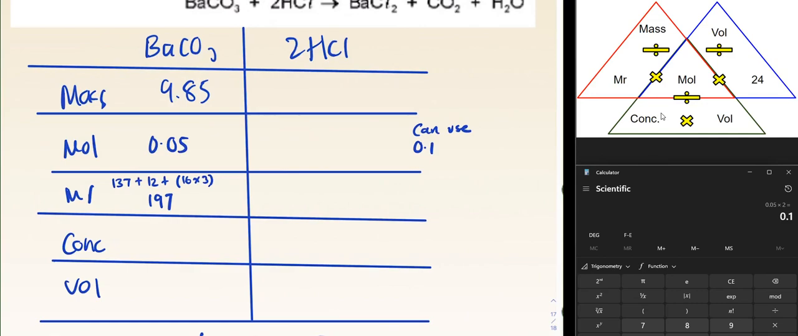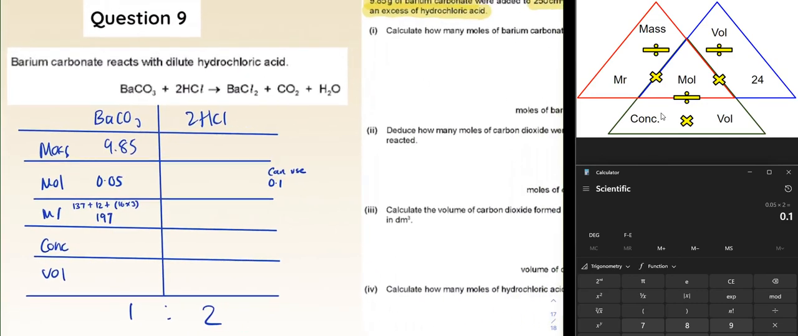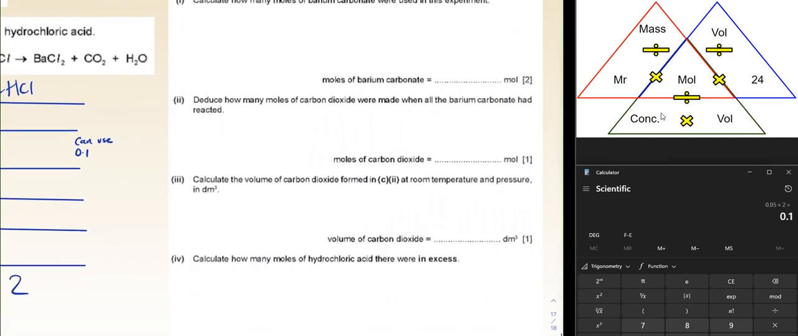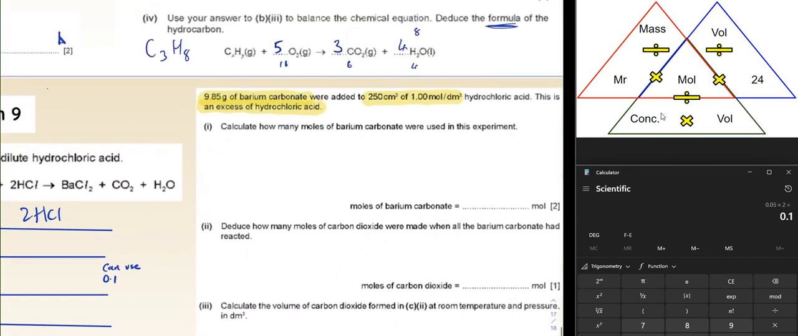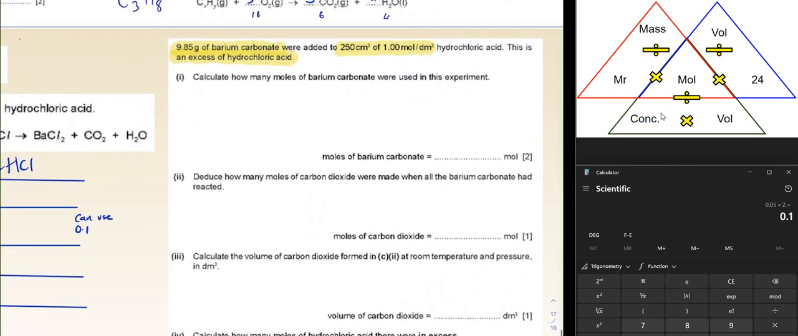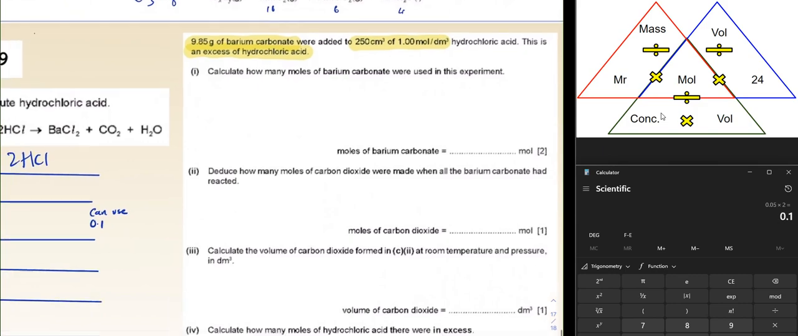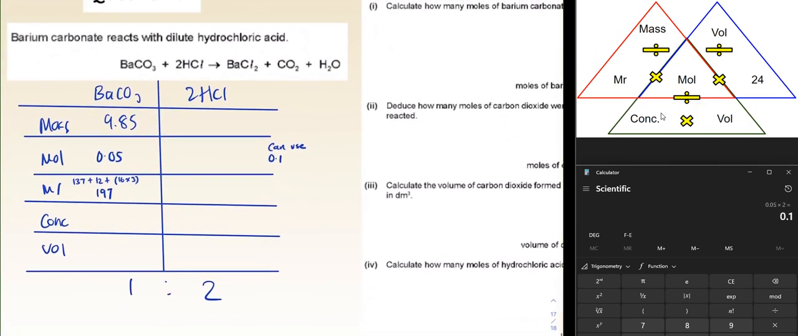But because it's told us that it's in excess, we are probably going to have to work out later on how many moles of hydrochloric acid were in excess. So let's work that out while we're at it. Let's go back up and have a look. We've got 250 centimeters cubed of a 1 mole per decimeter cubed solution. So let's look at how much we had.